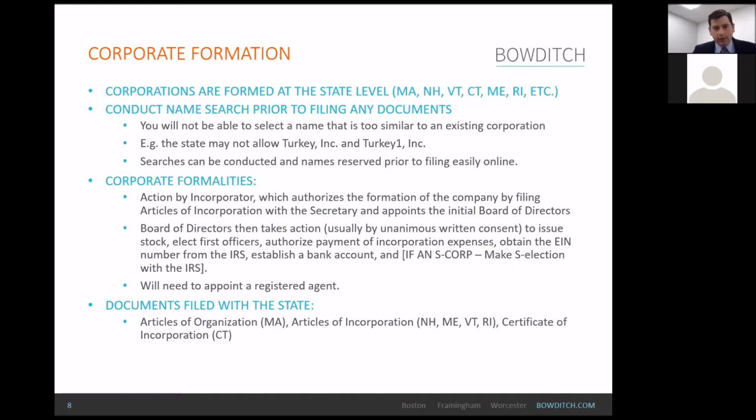However, you will have to, in all likelihood, file or qualify to do business in other jurisdictions. So if you have a Massachusetts corporation and you're also going to do business in New Hampshire and Vermont, in all likelihood, you're going to have to file on an annual basis to qualify to do business in those states.